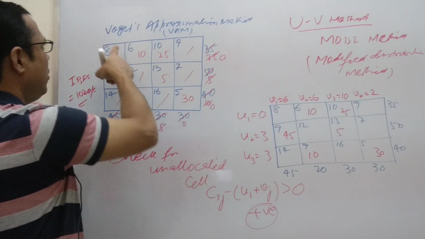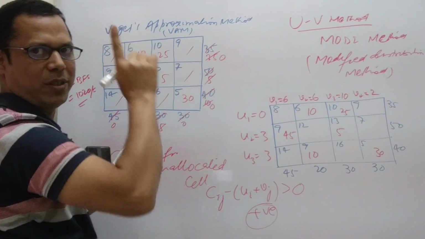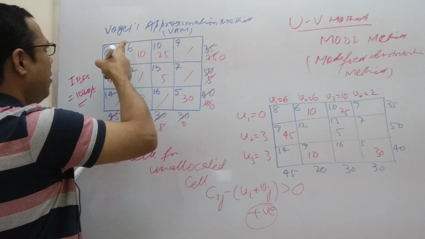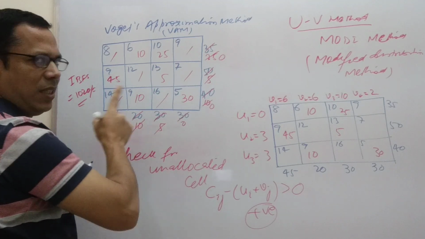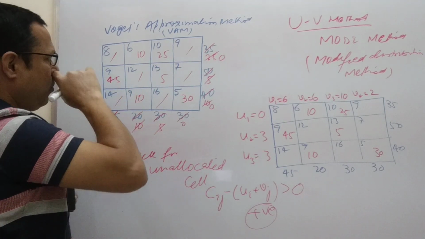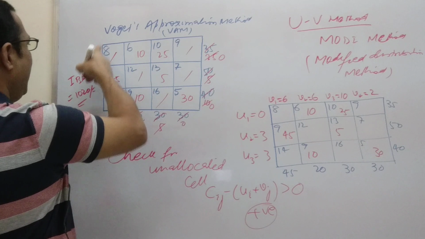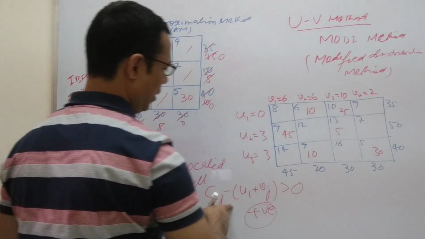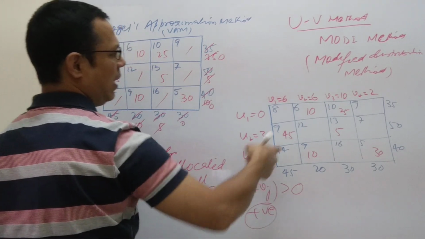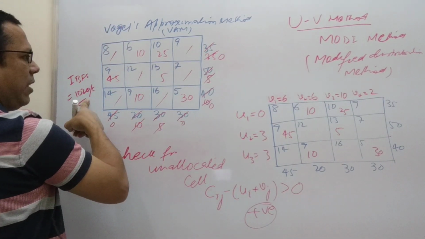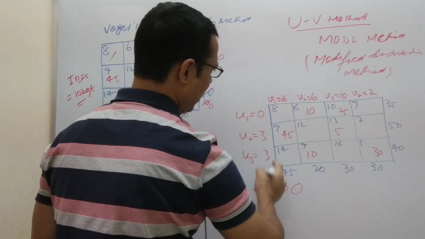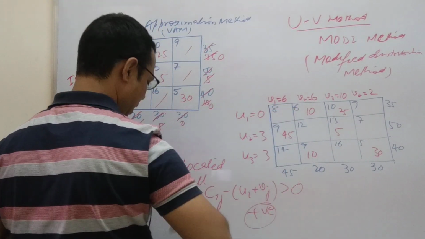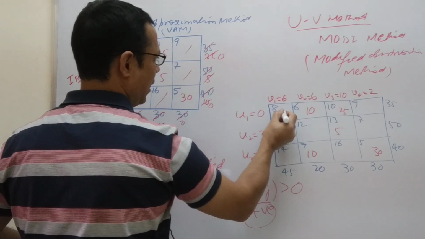But because Vogel's approximation method is one of the best methods, we generally use it to find the initial basic feasible solution. Sometimes Vogel's approximation method gives an optimal solution. So that's why I'm saying, if all the unallocated cells give a positive result, this result itself is an optimal solution. So just check Cij minus ui plus vj for each unallocated cell.